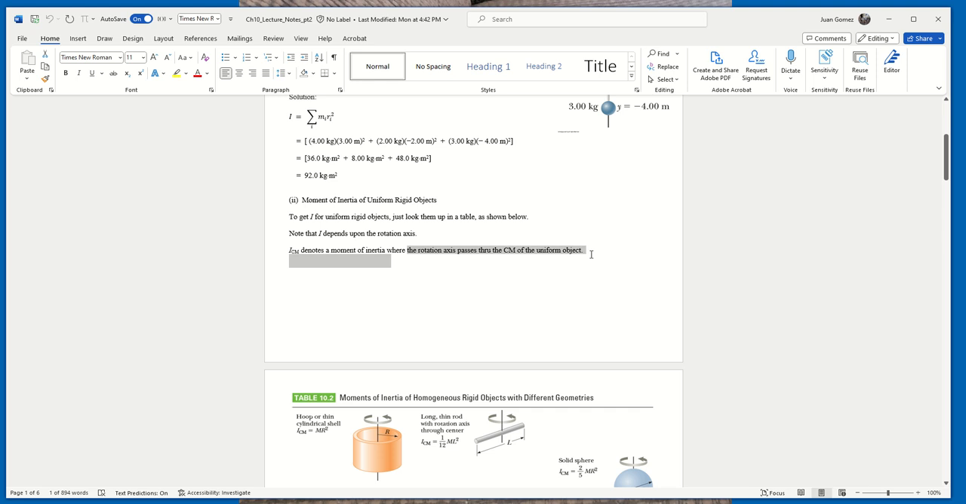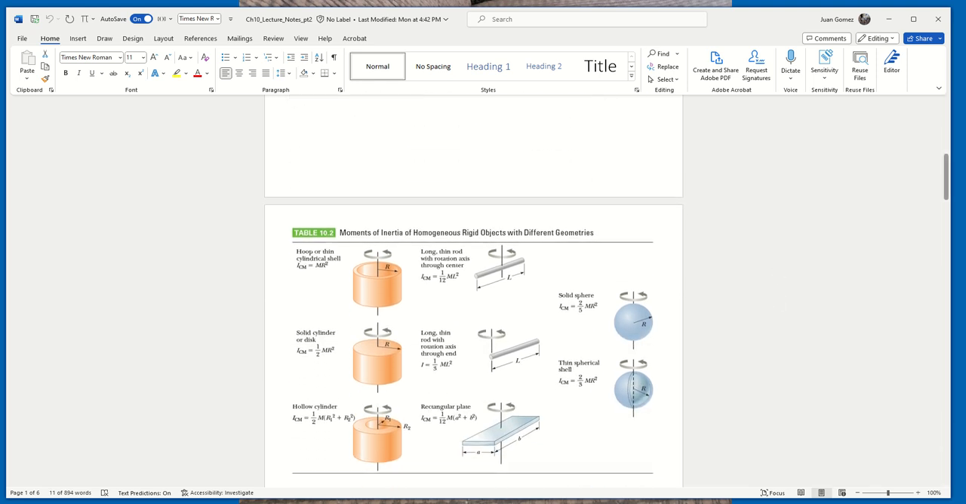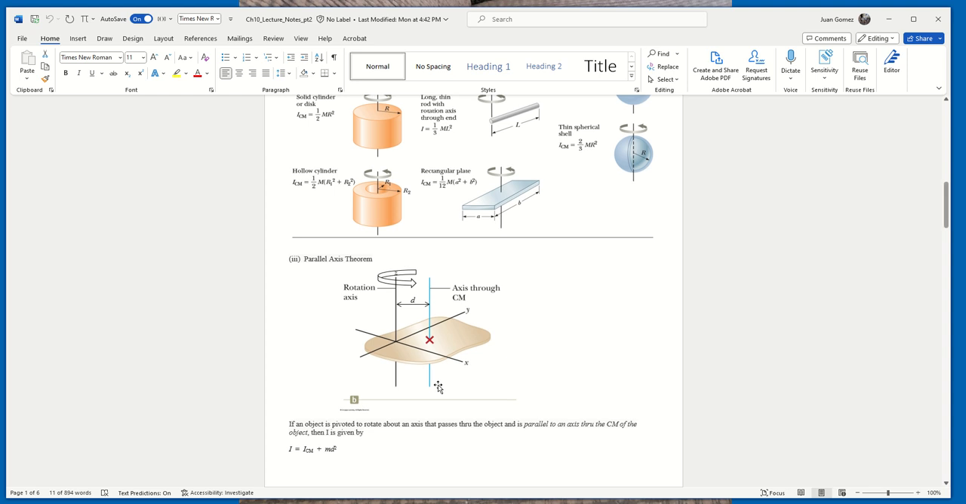for the rotation axis that passes through the CM, or they give you the other one with the rod, just look them up. Where large M is the mass of the object. If the object has a radius, large R is the radius, large L is the length. And that's it. So now, what about again, what if I have an object? Here's just some randomly shaped object, but here's the axis through the CM indicated by the red X.